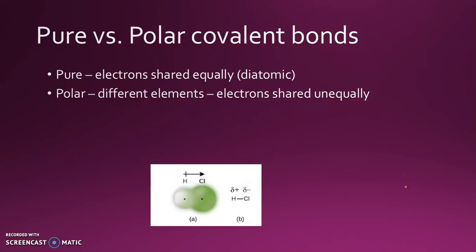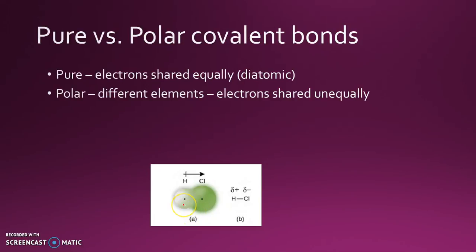Covalent bonds can either be what your textbook calls pure, which we've called nonpolar in the past, or they can be polar. So a pure covalent compound would be one in which the electrons are shared equally, such as between diatomic elements. So if we have O2, each of those oxygens would have the same attraction for those valence electrons, so they would be shared equally. Polar compounds, or polar bonds, would form between different elements, and the electrons would be shared unequally because of the difference in the electronegativity values.